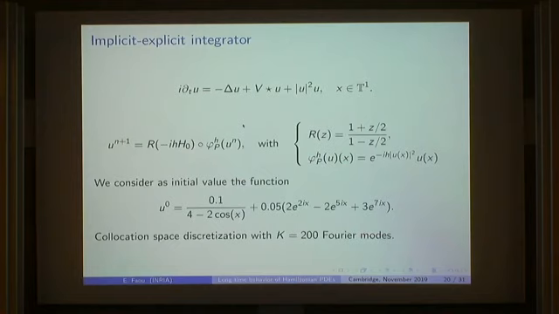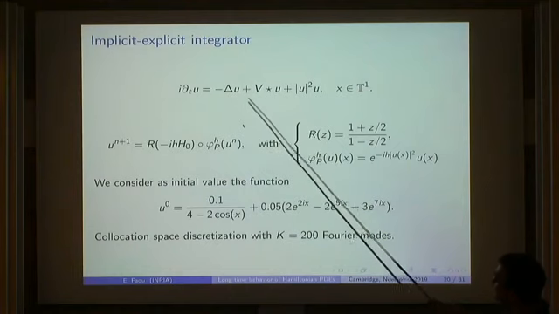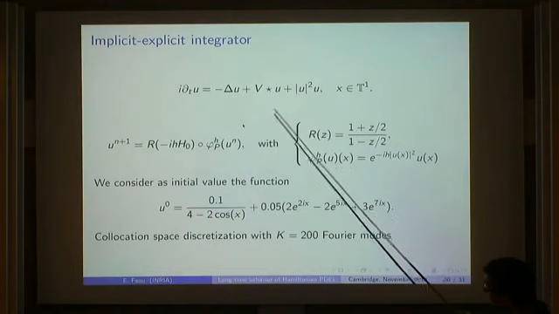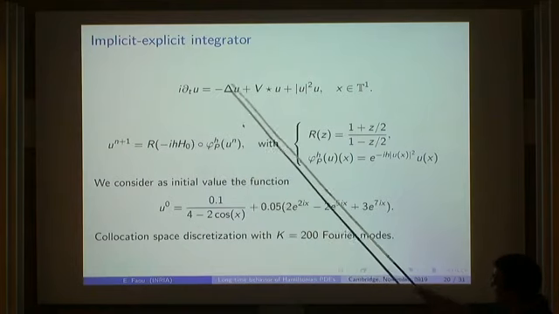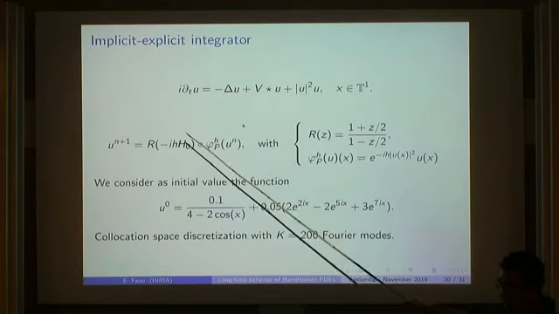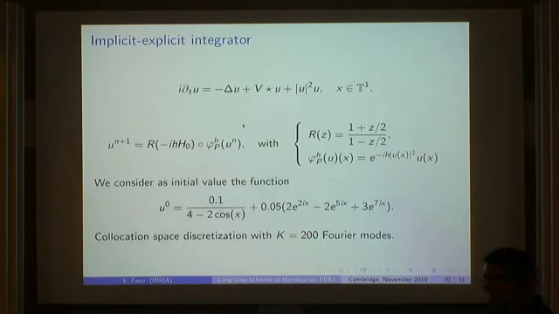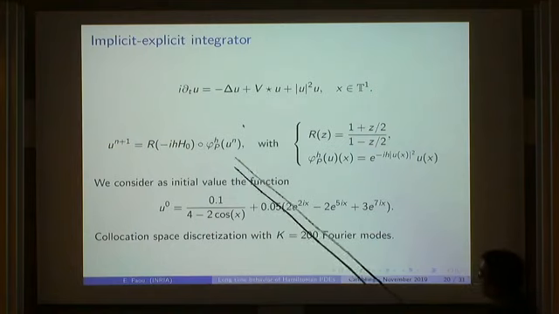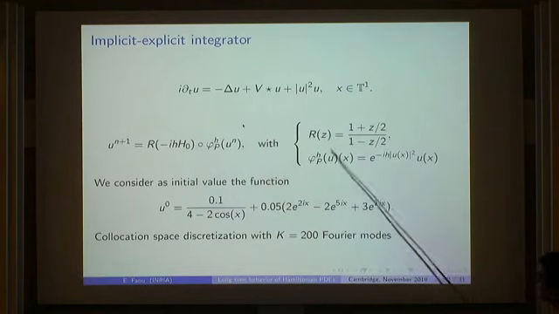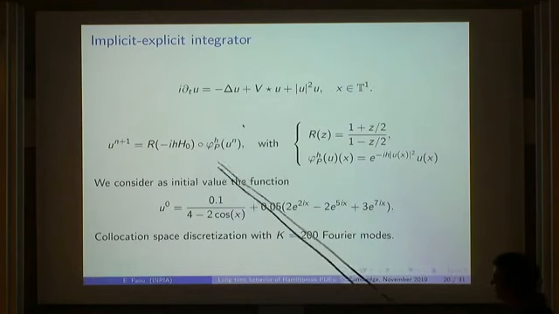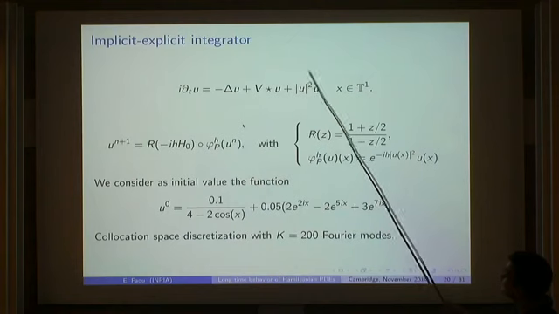So I will use implicit explicit integrators, which means that I will do splitting, as you would usually do, between this linear and this nonlinear part. And I will approximate the linear part by the midpoint rule instead of the exact splitting. In Fourier, of course, it's easy to do, but if not, you have to invert the matrix. So R is this rational function, which is the stability function of the midpoint rule, and phi here is the exact flow of this part.